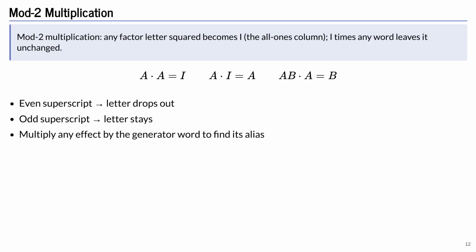This is not abstract algebra for its own sake. It is the tool we use to find aliases. When you want to know what effect is confounded with, say, the AB interaction, you multiply AB by the defining word of the design and reduce using these rules. The result tells you exactly which other effect shares that degree of freedom.